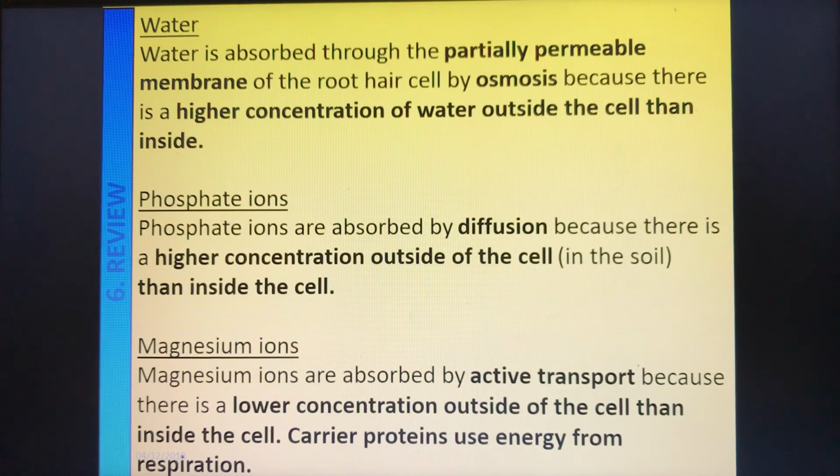So we've got the name of our process, because there is a lower concentration outside of the cell than inside of the cell. And then I've boosted my answer by saying the carrier proteins use energy from respiration. So there's lots and lots of mitochondria present in that root hair cell. They are using the process of respiration to release energy from glucose for the carrier proteins to use for active transport. Hope you found that useful.